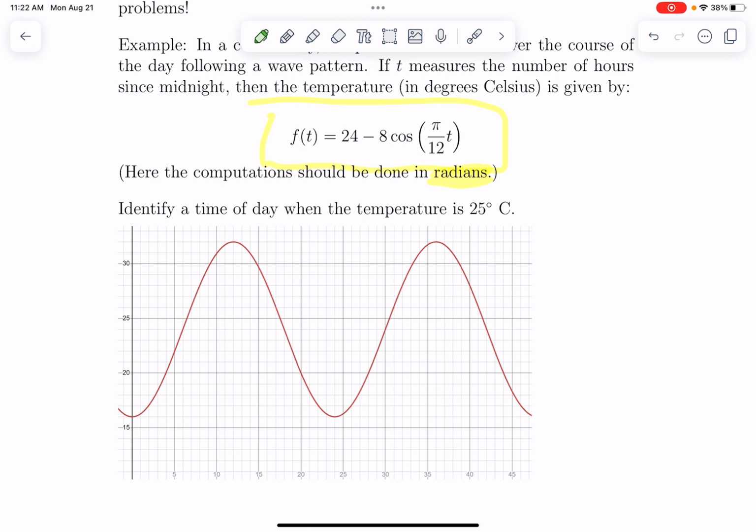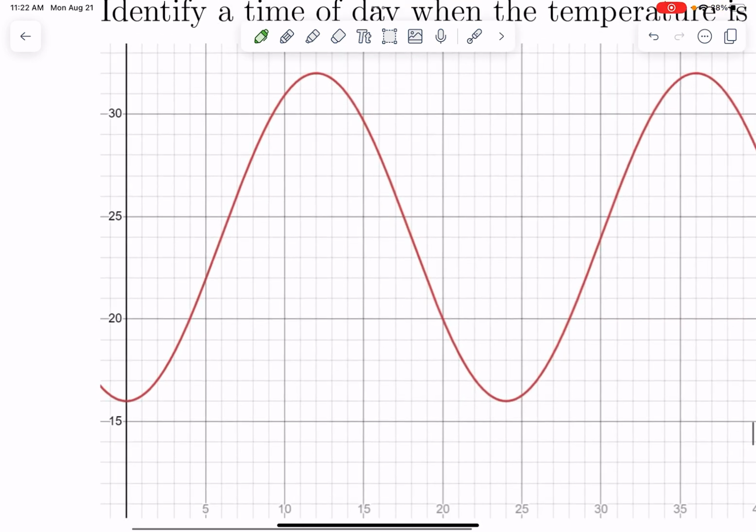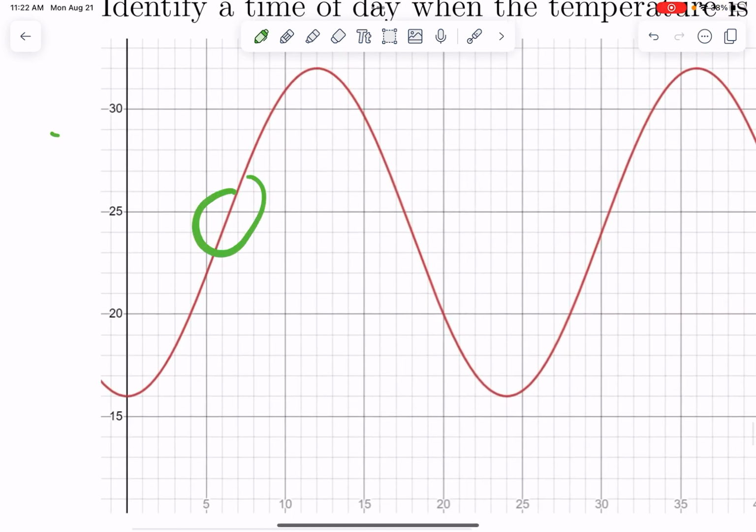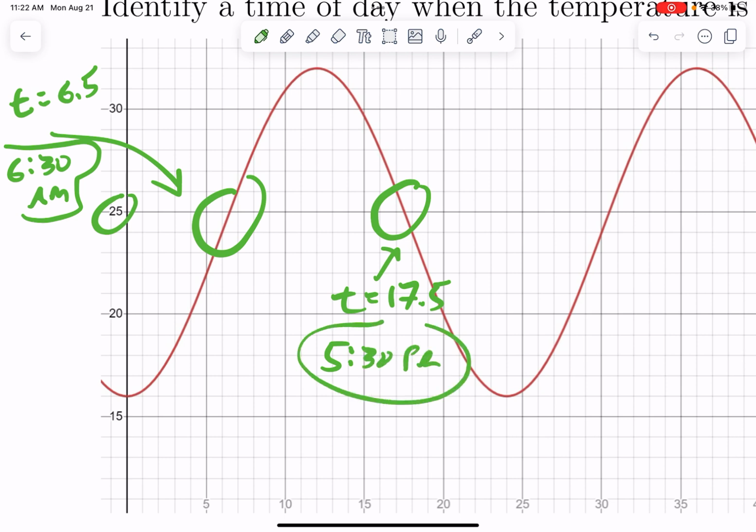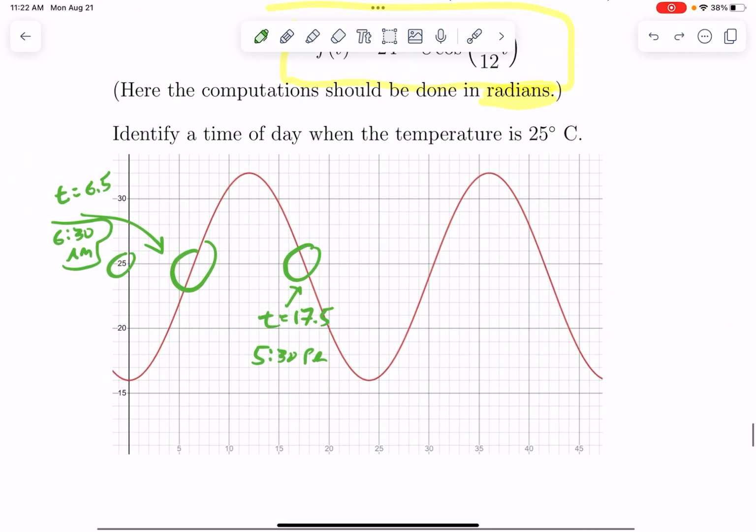Now from the graph, we could already come up with a decent estimate, right? Here, it looks like it crosses 25 around t equals 6.5, which would be around 6:30 a.m. We're measuring hours since midnight. It looks like it happens again here around t equals 17.5, which would be around 5:30 p.m. So we want to solve for at least one of those.